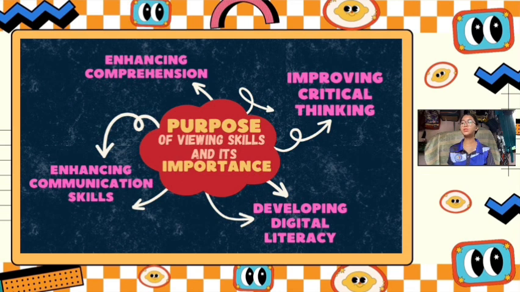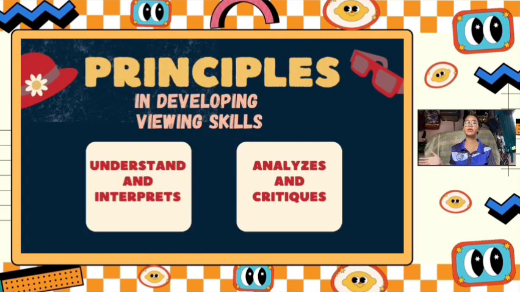Now, let's proceed to the principles and guidelines of developing viewing skills. First, we have understand and interpret. In this part, students comprehend and interpret visual images, messages, and meanings, such as in a visual presentation. When we say understand and interpret, this means that we teachers should encourage learners to actively engage with visual content by making connections, as well as predicting outcomes and summarizing information.